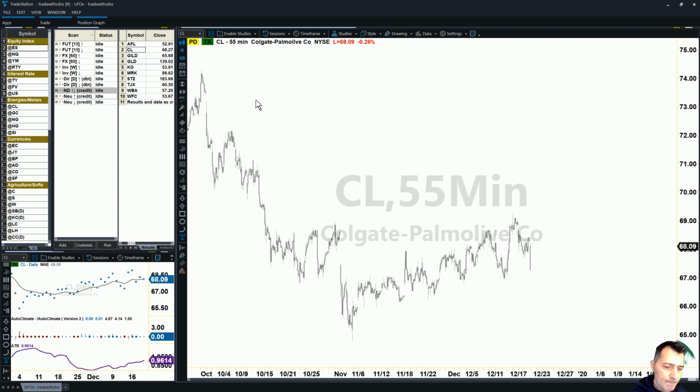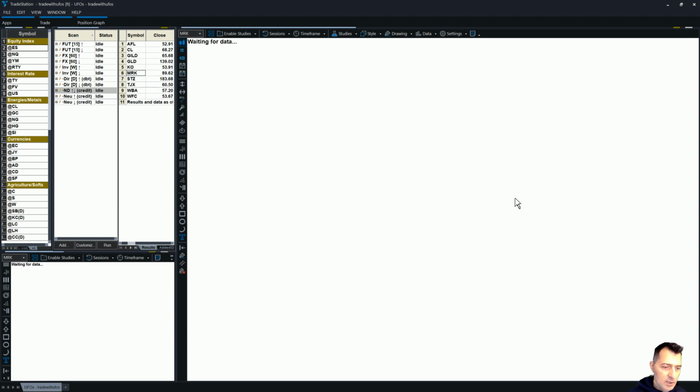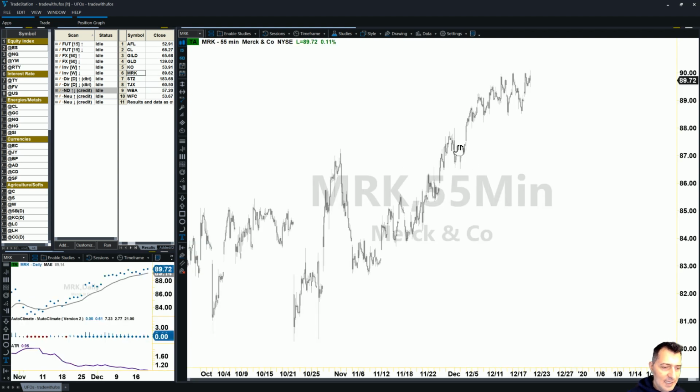But anyway, while this is loading as well, so again, we got 2 more bullets to shoot. We're gonna be looking at Merck, and we'll be looking at CL. So with Merck, I got all the data downloaded now.